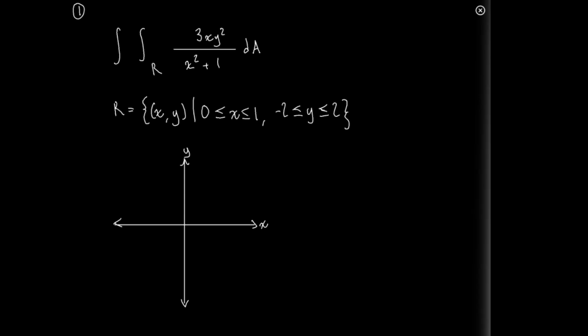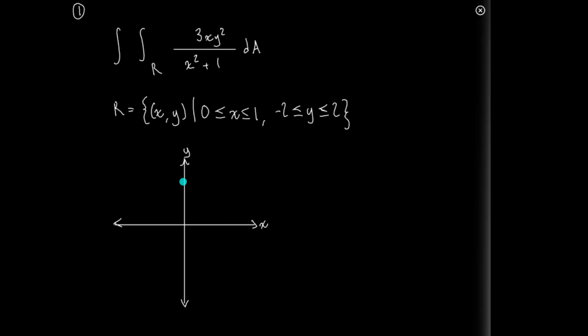Okay, so we're going to find the double integral of this function right here for the region R and integrate it over A. So let's define R. R is an area on the xy plane where x is greater than 0 and less than 1, and y is greater than -2 and less than 2. So let's go ahead and graph what that looks like.